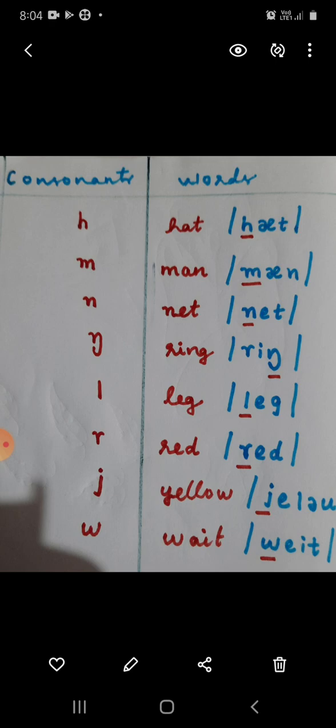Understood that? So what's the example? Here we can see that the example is leg. And what's another example?